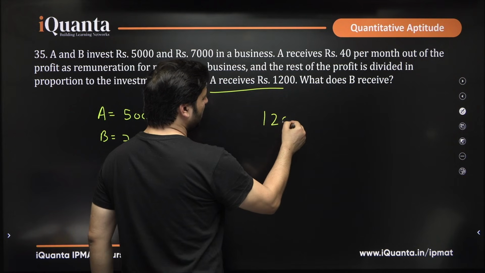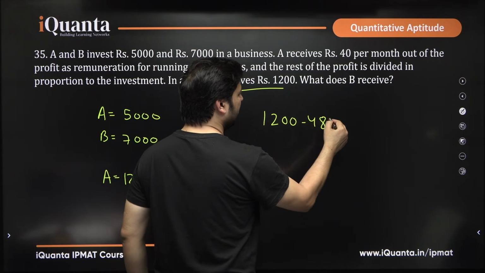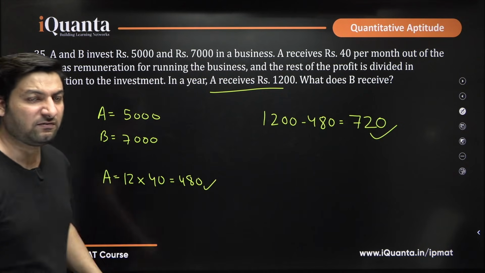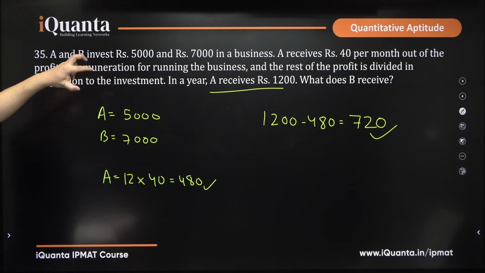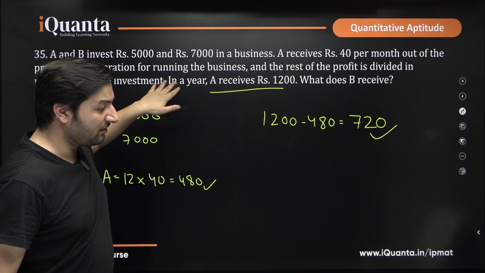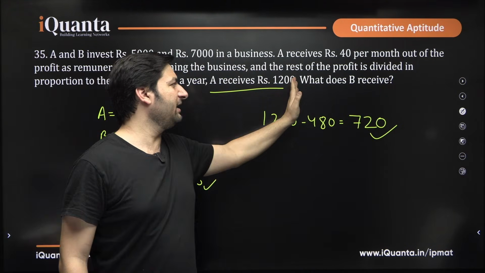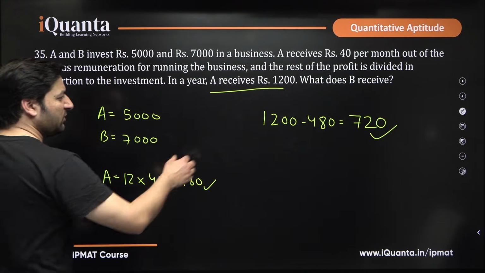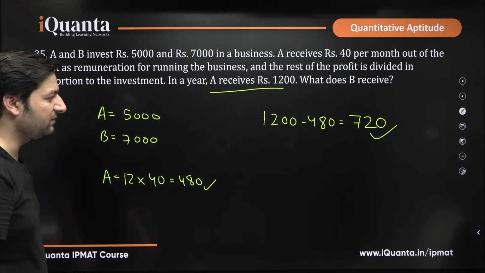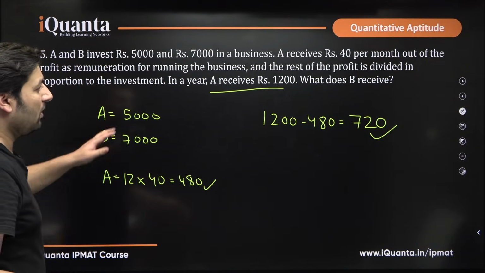So, out of the 1200, 480 would have been earned by A for running the business. So, he could actually get 720 from pure investment. This was his separate charge. After the entire year, A counted his money, he got 1200. Out of these 1200, 480 would have been generated due to this 40 per month salary kind of thing. Now, what does B receive?